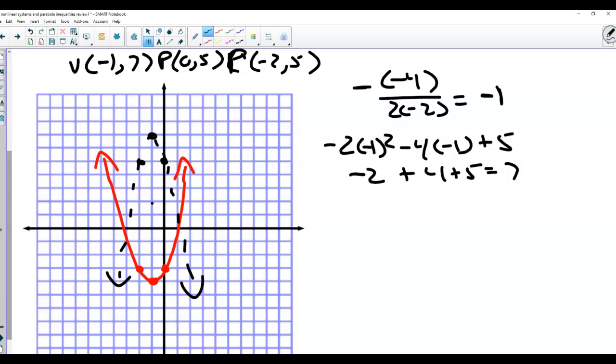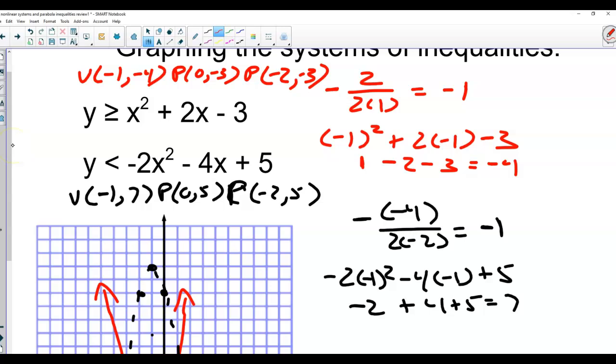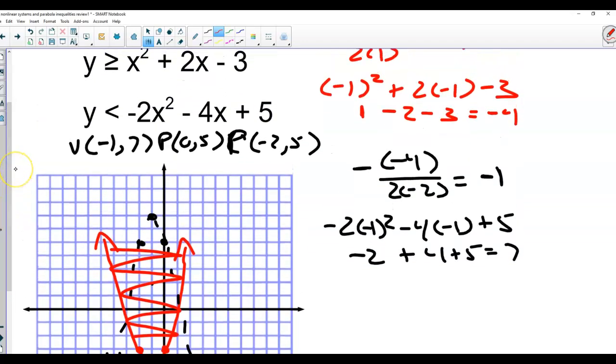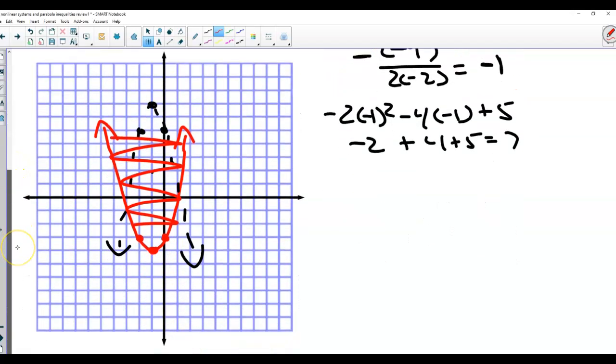Now we do the shaded region for both. 0, 0 makes this true. 0 is greater than negative 3. It's inside the parabola. 0 is less than 5. It's also inside that parabola. So we shade on the inside of this parabola. And my double shaded region is my answer. And that's what I'm looking for on the test. I'm looking for the correct double shaded.